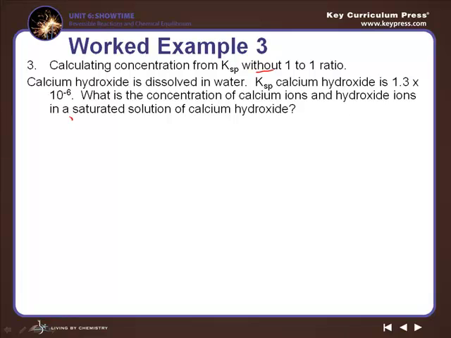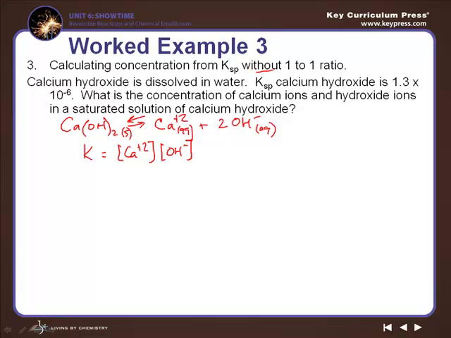So calcium hydroxide breaks up into calcium ions and hydroxide ions. This is the solid, and these two both are aqueous. It is at equilibrium, and this is a solubility product problem. The next thing we can do is write our K equation. So our K equation is the products, which is the calcium times the hydroxide, and that is squared.